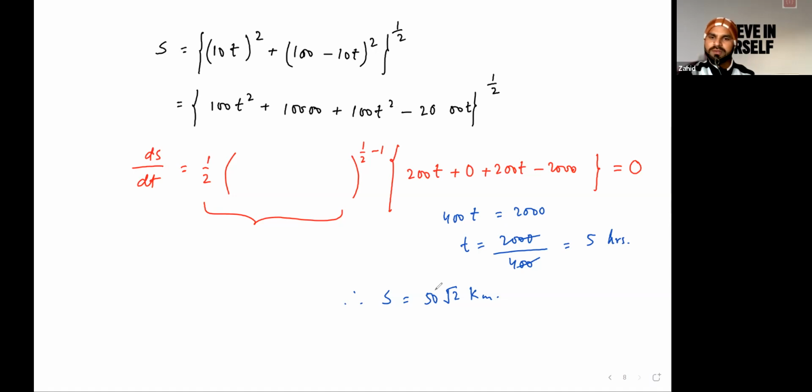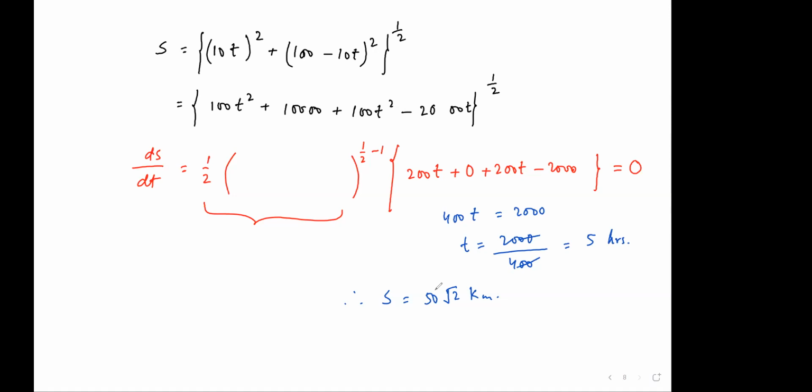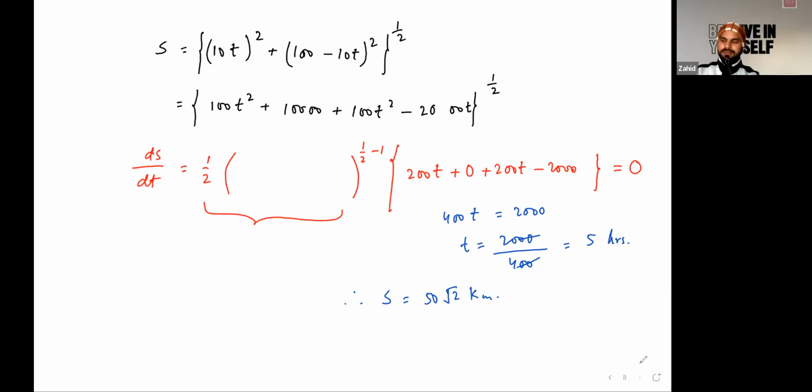So if you put the value of time to be 5 hours in the above equation, you will get S to be 50 root 2 kilometers. Okay, Ifra? Okay, sir. Any doubt in this part? No, sir. Okay. You have written? Yes, sir.